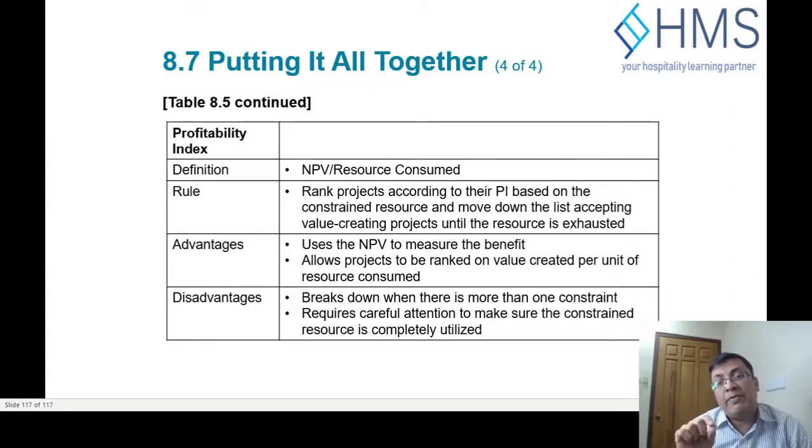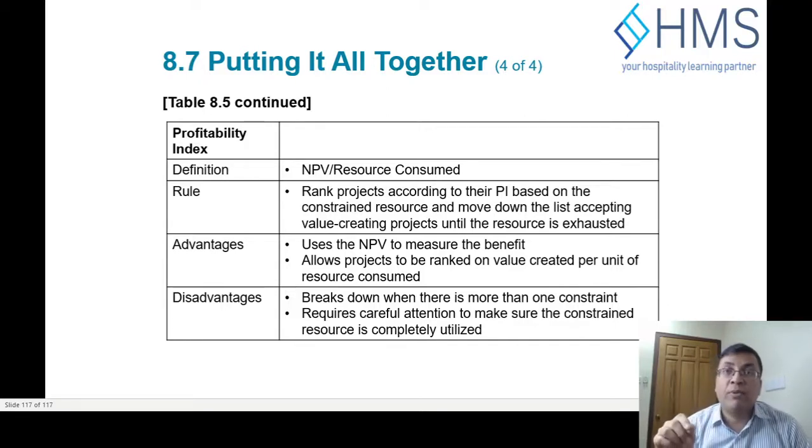The profitability index is another method which we learned last. This is the net present value divided by the resource consumed, or the initial investment. It is used for ranking projects and choosing them based on the profitability index. Its benefit is that it has all the benefits of net present value and allows a ranking to be created per unit.